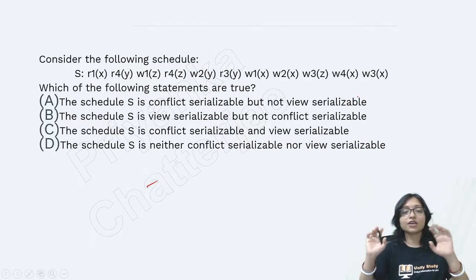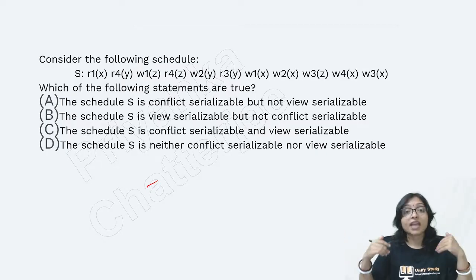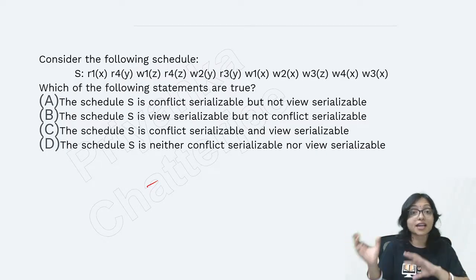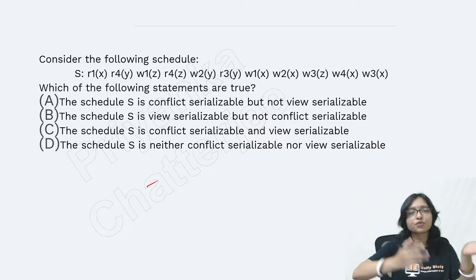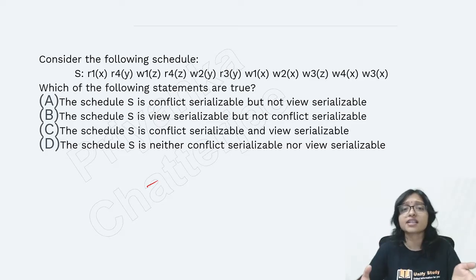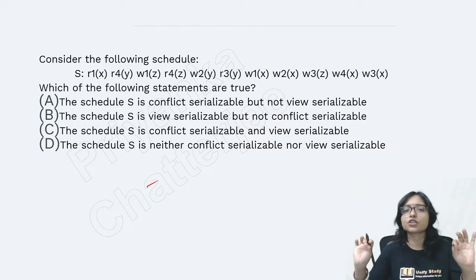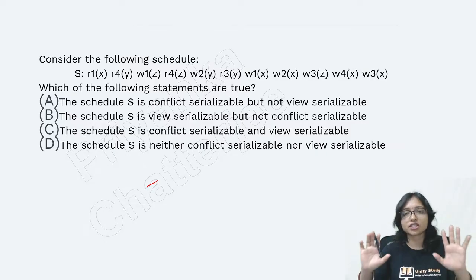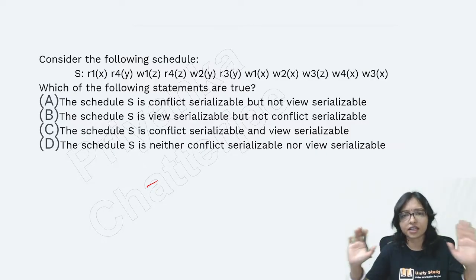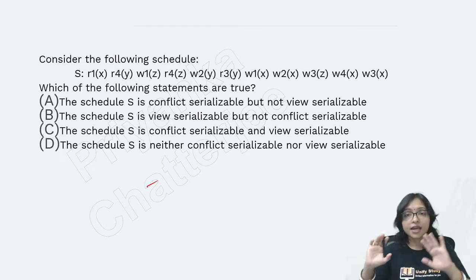I am taking you as if you don't know anything about serializability. You are getting confused about the terms: which one is conflict, which one is not conflict, when there is a cycle, when there is no cycle, how to understand conflict, how to understand view. Each and everything is going to be covered through this question. I took this question, it is a very good question. Through this question your total concept is going to be complete.